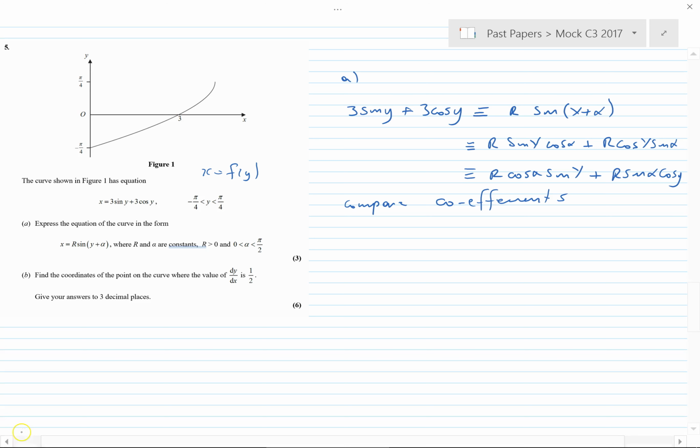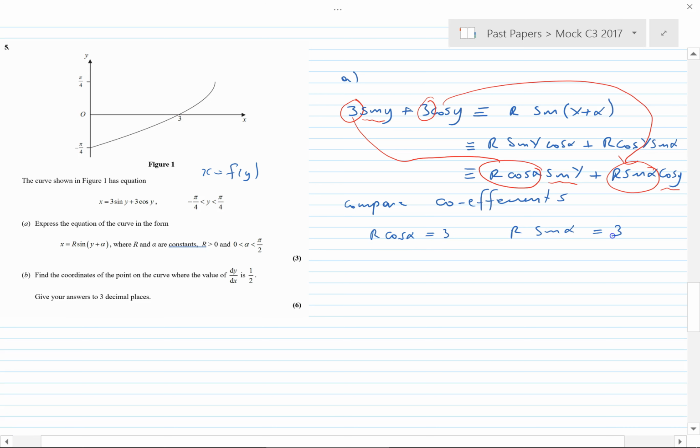what's going on. So we're comparing coefficients, which basically means that any term in sine y, if these are identical, the terms in sine y have to be the same. So we've got 3 is the same as r cos alpha. And we've also got this 3 is the same as r sine alpha. Okay. So let's just write that out. R cos alpha equals 3 and r sine alpha equals 3.